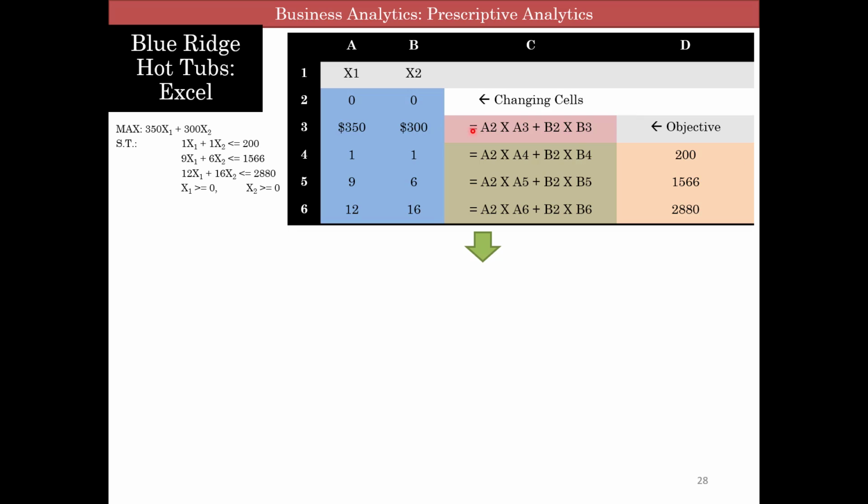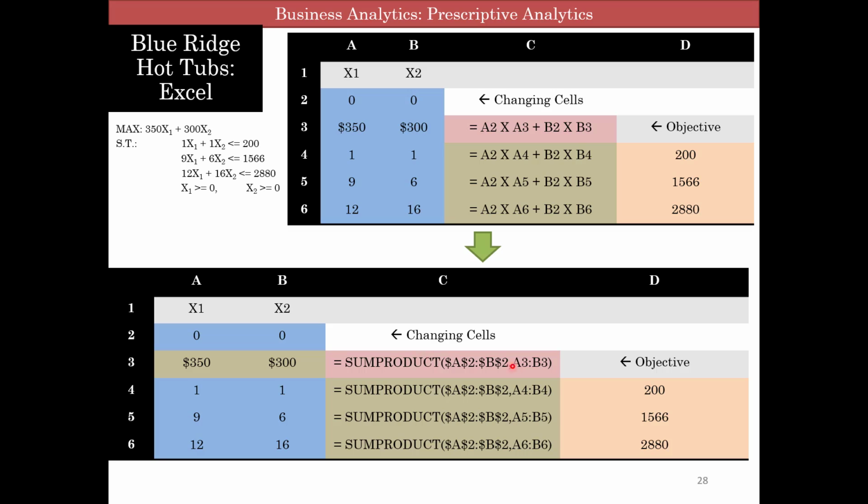If you have to select each one of these cells, it's going to take you a long time. There is a separate formula in Excel called sum product. And sum product pretty much does what you're doing here. The reason sum product is preferable is if you have x1 to x10, and then you have 30 constraints, you're going to do A2 multiplied by A3 plus B2 multiplied by B3 plus C2 multiplied by C3. And you'll never finish the problem. So the sum product function, right?